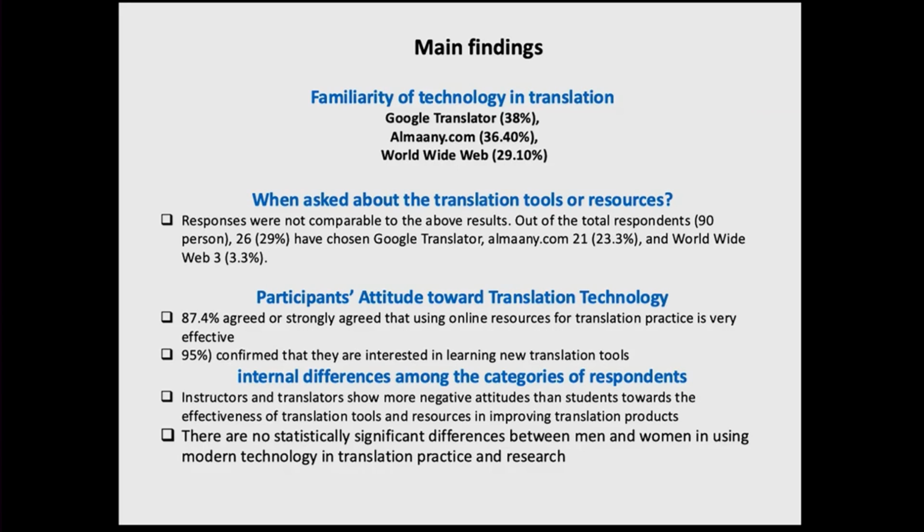Regarding participant attitude toward translation technology, 87% agreed or strongly agreed on using online resources for translation practice, but they don't know about these and the list I've talked about. 95% confirmed that they are interested in learning new translation tools. When we come to the differences between the categories of the respondents, I found that instructors and professional translators are skeptical about using technology in translation. Maybe because they are not aware of the development of the work which is being done around the clock everywhere in the world, and they have no idea about artificial intelligence and how artificial intelligence is invading everything in this life.